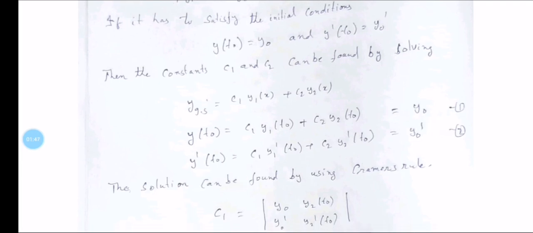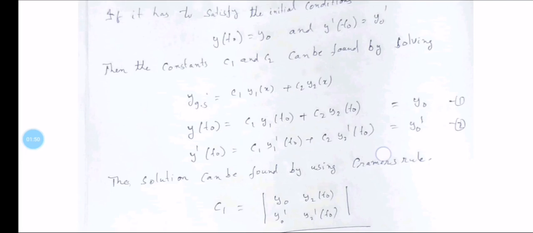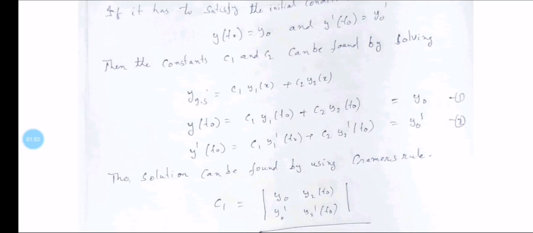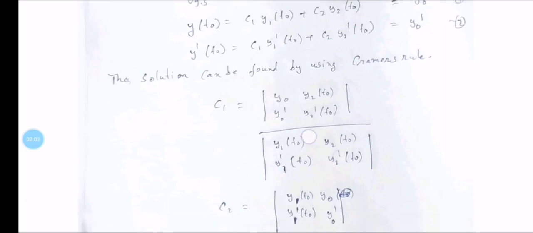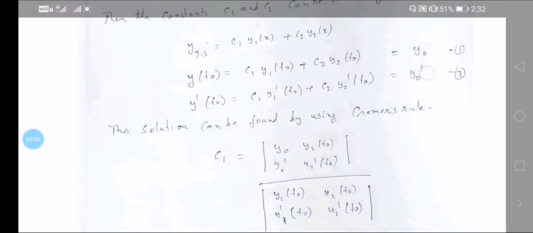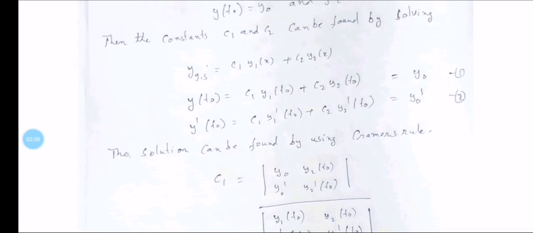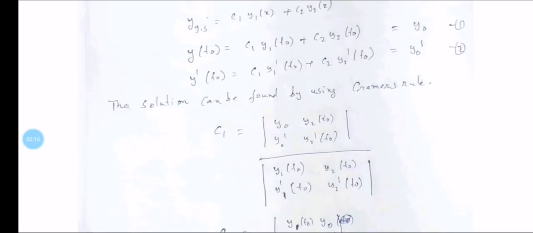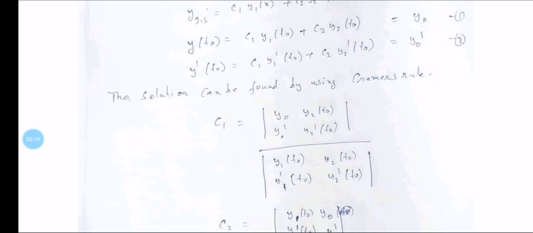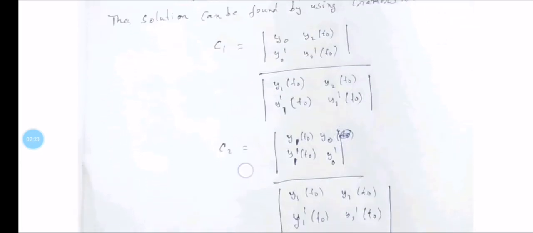Similarly, y'(t0) is c1y1'(t0) + c2y2'(t0) = y0'. So by the matrix method, if we solve using Cramer's rule, c1 equals the determinant with y0 and y0' in the first column, and the remaining column y2(t0), y2'(t0), divided by the determinant with y1(t0), y1'(t0), y2(t0), y2'(t0). Similarly c2 we can get by Cramer's rule.